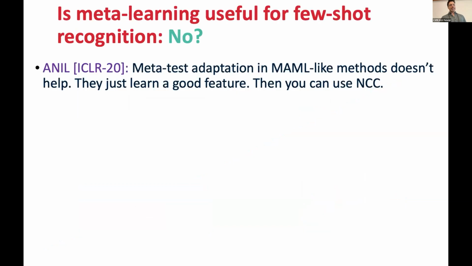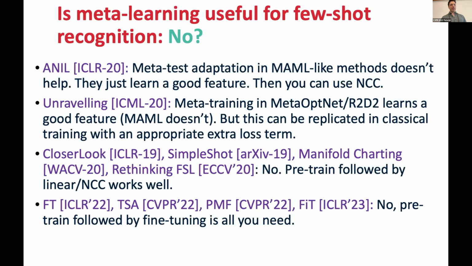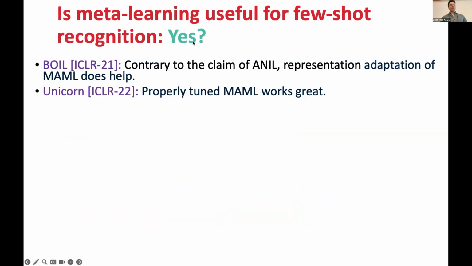For example, there were a whole bunch of papers that said, we don't need to do all this meta learning stuff. If we just do very good pre-training and very good fine-tuning, there were a whole bunch of papers in recent years that said you can beat the leaderboards this way. So simplify your life from all this meta learning stuff. Some papers said this, some other papers said the opposite. Things like Unicorn, I mentioned, said that properly tuned MAML works great, etc.